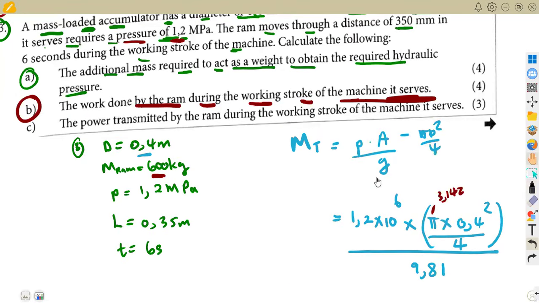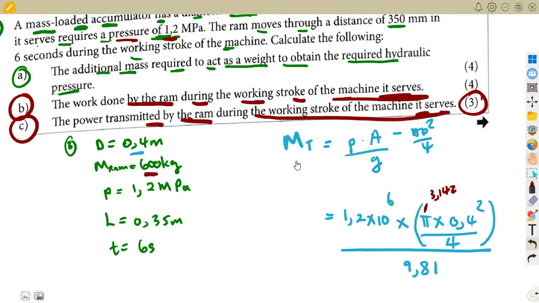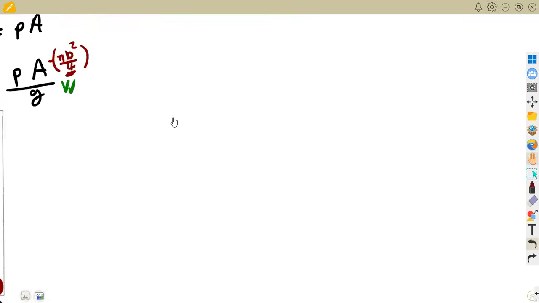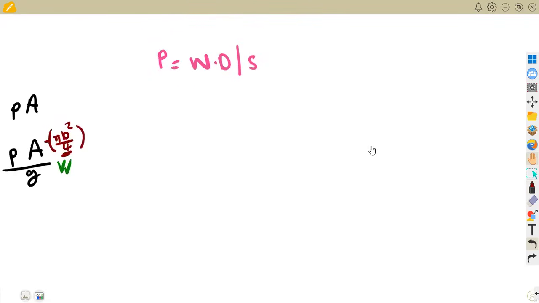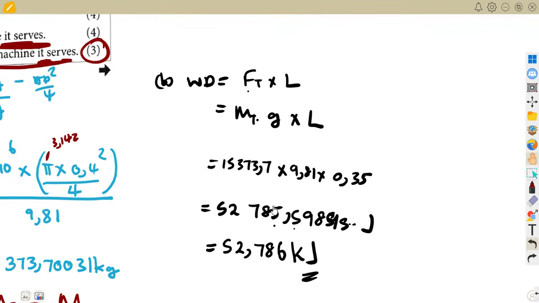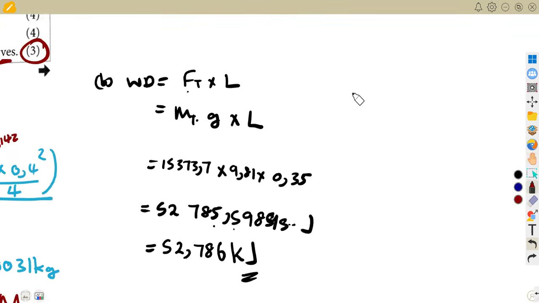Then the power transmitted. Now we need the power transmitted by the RAM during the working stroke of the machine it serves. Remember I said power is simply work done per second. So to have work done per second, it simply means work done over time. So that's C. Power is equal to the work done over the time taken. That is work done per second.